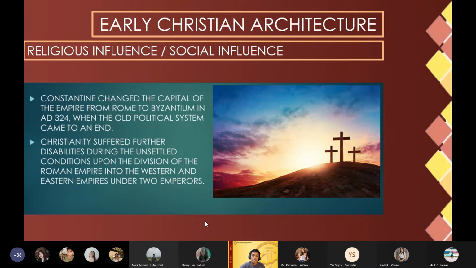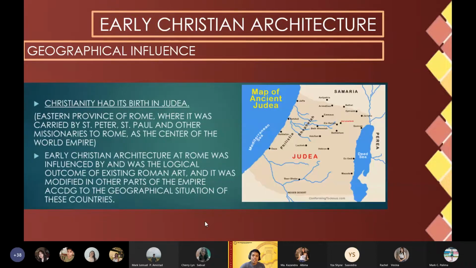And with the social influence, with the help of the Emperor Constantine, ni thrive ang early Christian architecture. Okay, so how about the geographical influence? So for the geographical influence, Christianity had its birth in Judea. So, sir, asa ba napit ng Judea? So, in present, that is Israel. So, I think we all know that ngadto nag-start ang Christianity or Christianism.